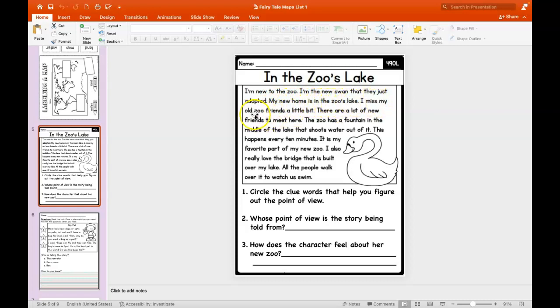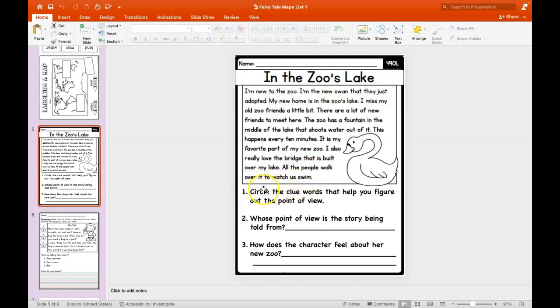I miss my old zoo friends a little bit. There are a lot of new friends to meet here. The zoo has a fountain in the middle of the lake that shoots water out of it. This happens every 10 minutes. It is my favorite part of my new zoo. I just really love the bridge that is built over my lake. All the people walk over it to watch us swim.